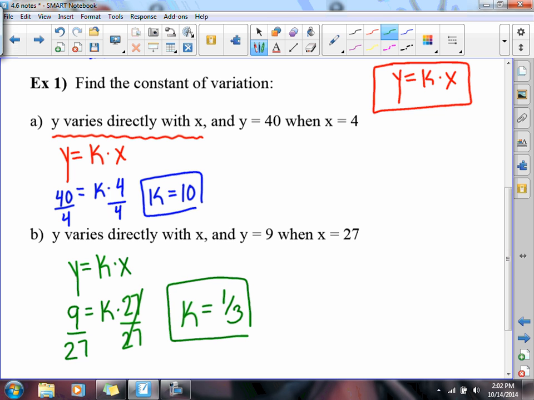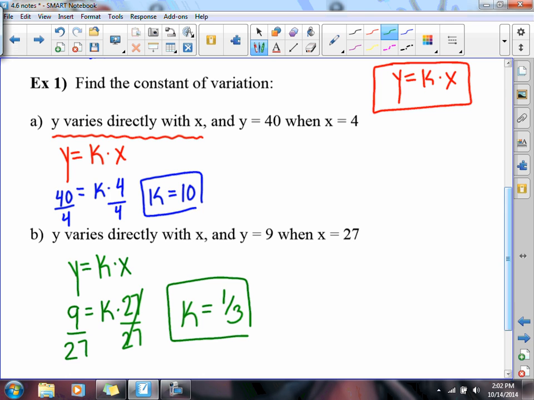So for part A and for part B, we have some kind of variables. We have some constant relationship between them. And that constant relationship is that if you took the x value and multiplied it by the 10, you would get the y value that corresponds to it. Or for part B, if you had an x value and you multiplied it by 1/3, you would get the y value that corresponds with that x value.